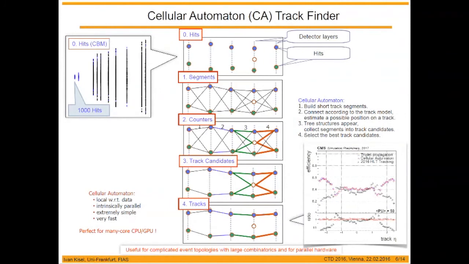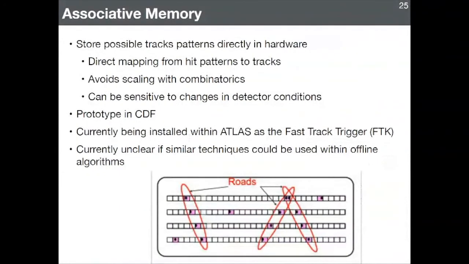So I just wanted to give you a couple of examples. This is a slide I stole, which is trying to explain the idea of cellular automatons, where you can essentially use this to do very rapid track finding, and it's also very naturally parallelizable. And this plot here, which I hope you can see, shows that this has already been implemented in CMS, and they were able to obtain comparable performance to what they had before, but to parallelize things a lot more easily.